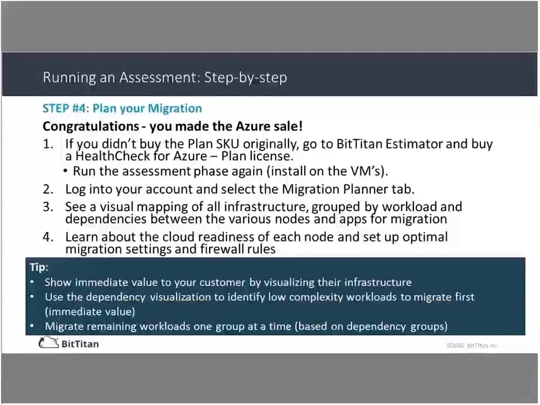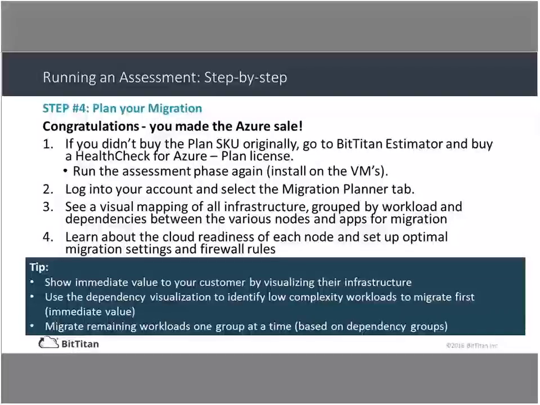If I pick up a SQL server and there's 10 apps that are using that SQL server, you can't just pick up the SQL server alone. You need to bring up those 10 apps at the same time and move. So you need to be able to put together a project plan, analyze all those dependencies, and make smart decisions. So if you didn't already buy the plan SKU up front, you need to go buy the plan SKU now. And then just note, you'll need to rerun the assessment phase.